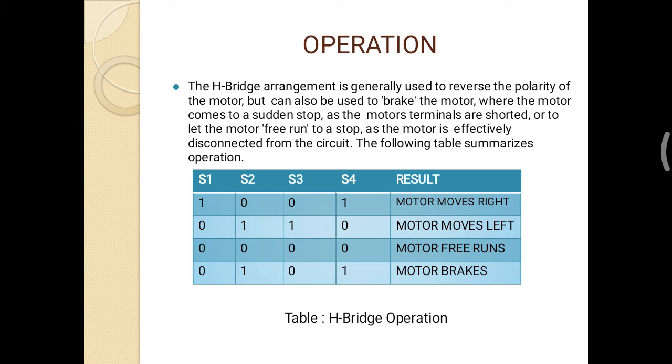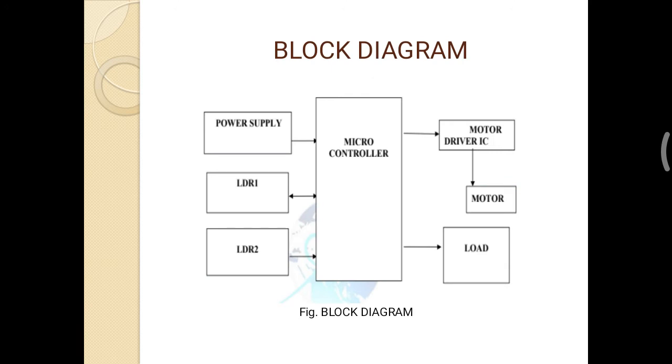If the S1 and S4 switches are closed, the motor moves right, and if S2 and S3 are closed, the motor moves left. By using this, the inductor stores energy here, storing the inductance, so when all switches are closed, due to the stored inductance, the motor free runs. When S2 and S4 are closed, the motor brakes, because this is the operation of the H bridge.